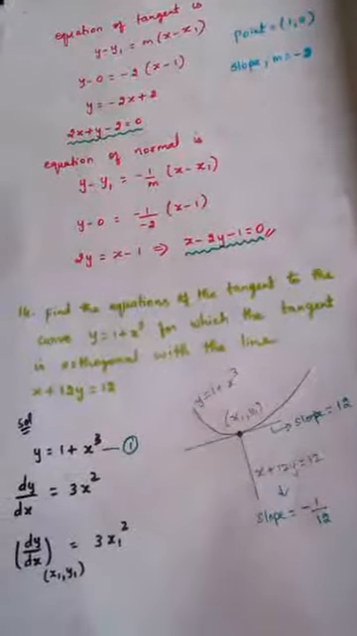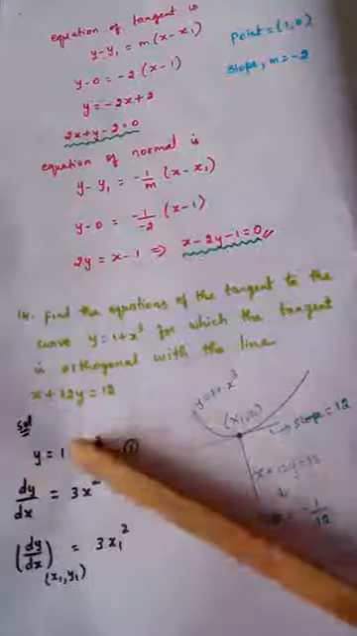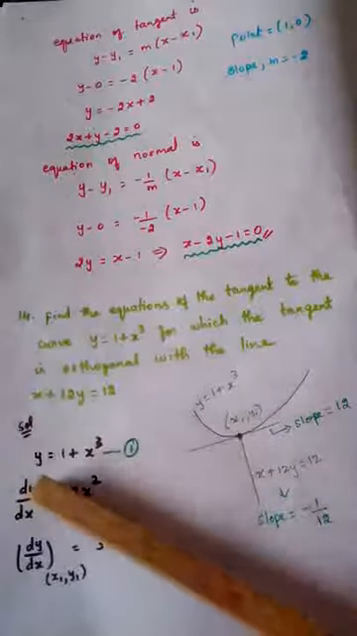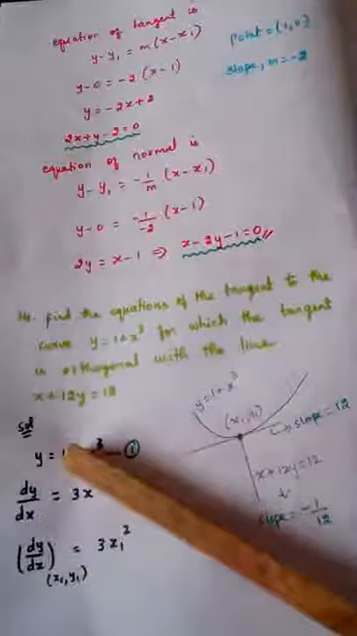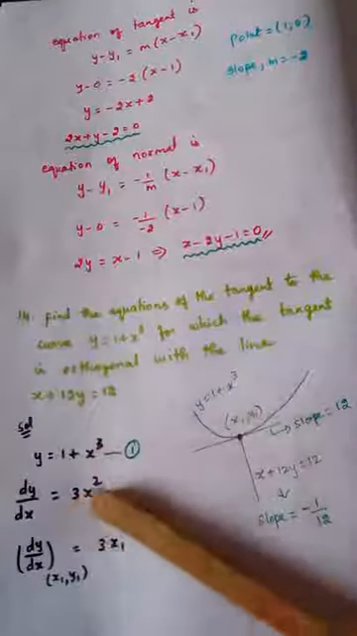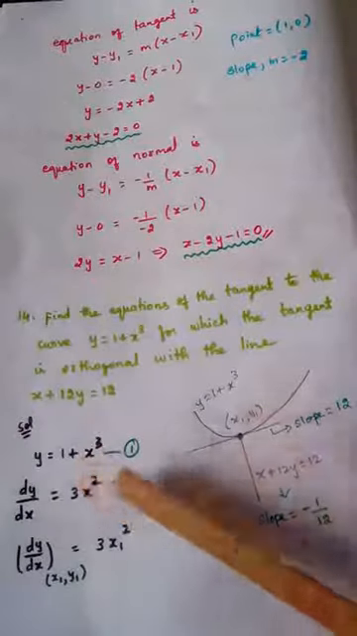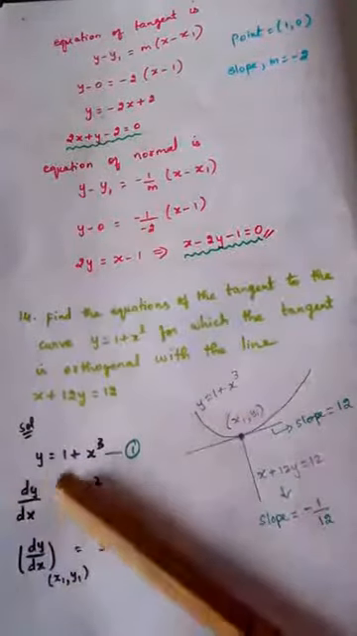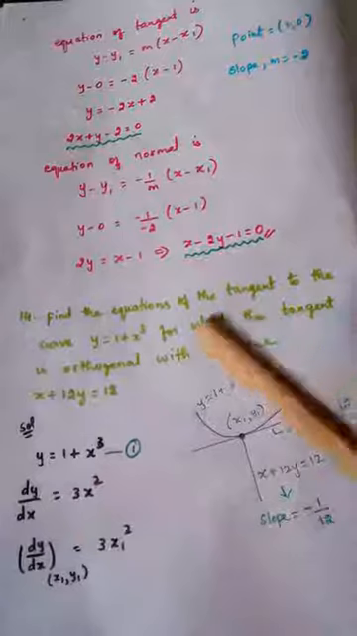Now we will go for the answer. Actually this is the given curve, right? Y is equal to 1 plus x cube. Now we are differentiating, dy by dx. 1 becomes 0, x cube becomes 3x square. Can you guess what this dy by dx is? I'll give a few seconds. What is this dy by dx? What is the name given for it?